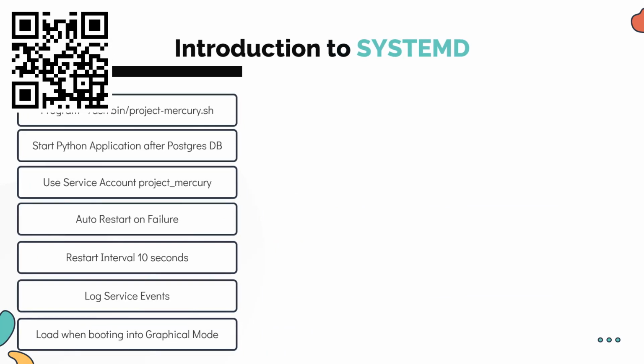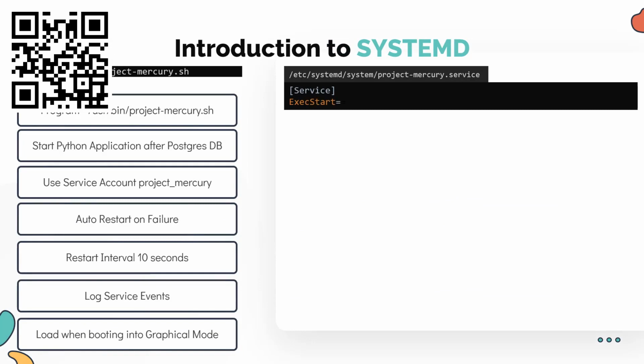To run this command in the background, we have to define it as a service. For this, we will create a service unit file. This unit file, let's call it project-mercury.service, needs to be created under the /etc/systemd/system directory. Let's start with the command that you need to run in the background, which in this case is /usr/bin/project-mercury.sh. The most basic service unit can be built with just this information.